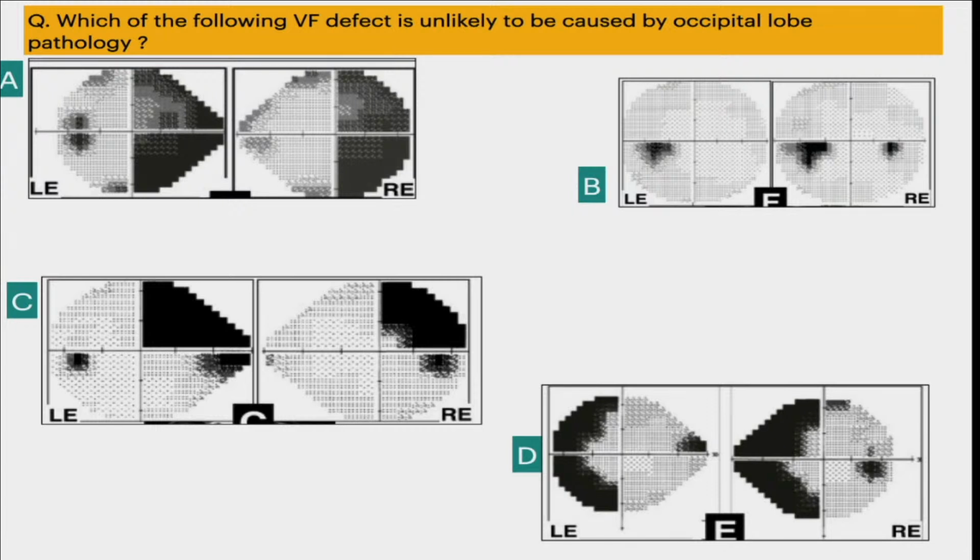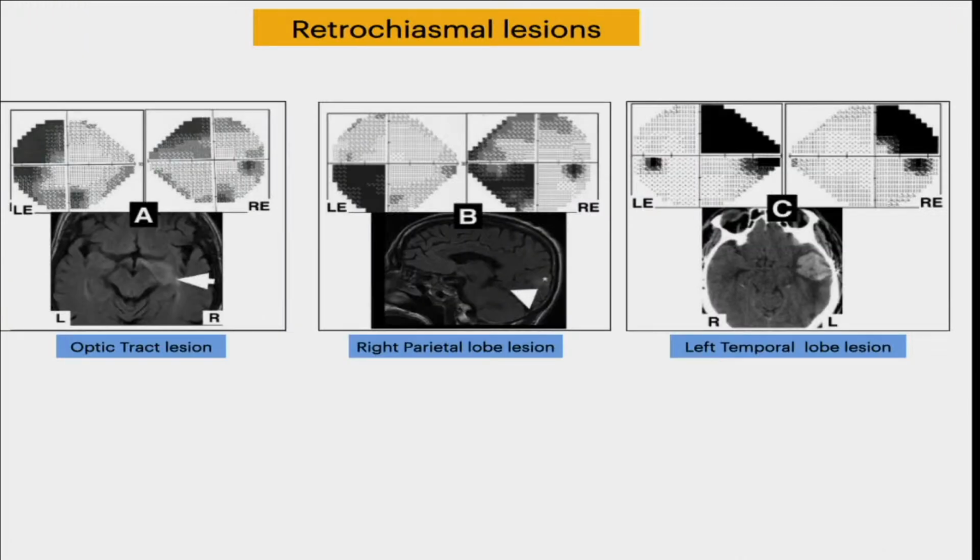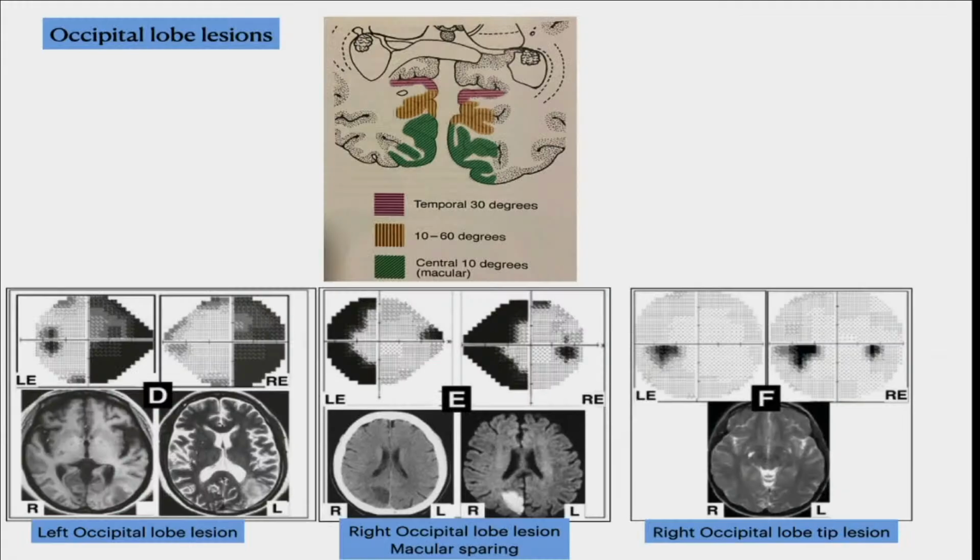But see choice C. This is more of a quadrantanopia rather than a hemianopia, which is basically when the radiations are going through the temporal lobe, the Meyer's loop, then you will have a superior field defect, which is called the pie in the sky. And if you see the D part, this is basically a classical homonymous hemianopia with macular sparing, which is again very classical of occipital lobe lesions.